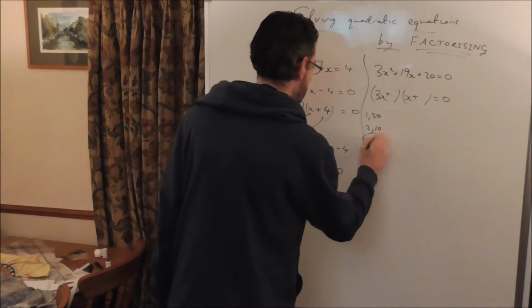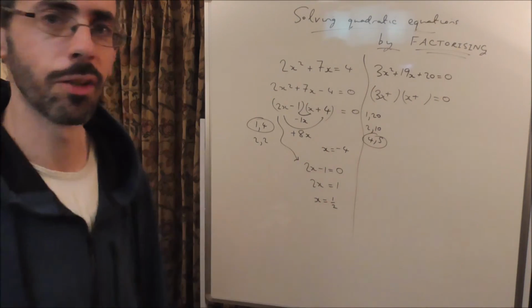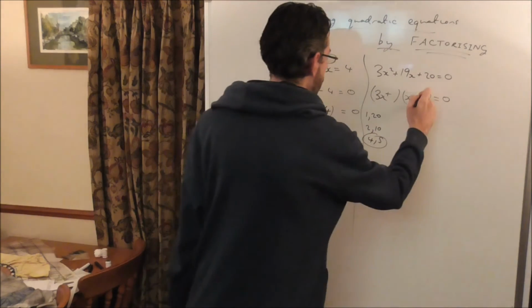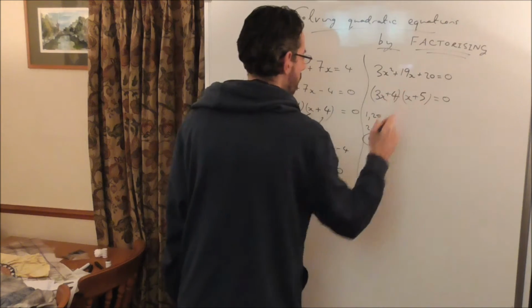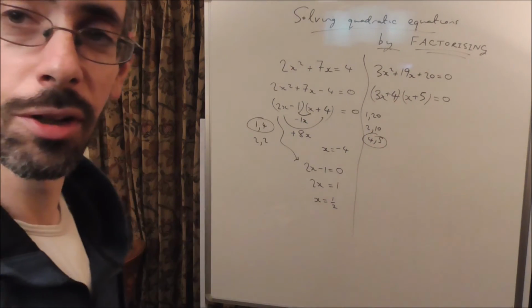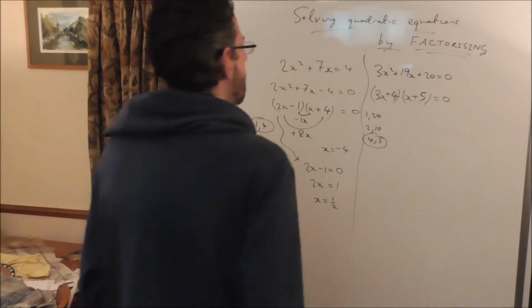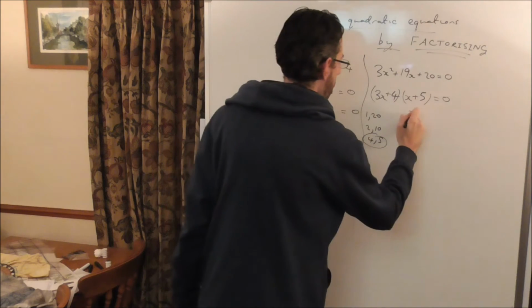Well, it's 4 and 5. Because if you triple 5, you get 15, and then 4 plus 15 is 19. So the 5 needs to go here, so that it would get tripled if you were to expand the brackets, and the 4 here. So that's how it factorises, and now we can work out the solutions just looking at each bracket separately. So which value of x makes this bracket 0? Well, it's minus 5.